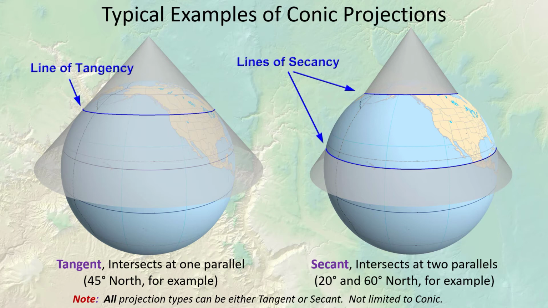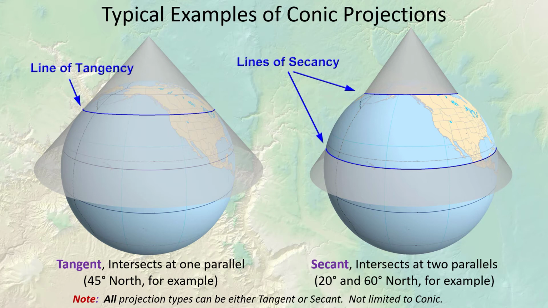So, for example, in this image on the left, the line of tangency, that is where the projection distortion is least. On the right, there's two regions where the distortion is minimized. So why would you choose one over the other? Well, most people would choose the tangent version when they are mapping a small area. And so the map itself will just be centered around that line of intersection, and therefore distortion will be minimized in that small area.